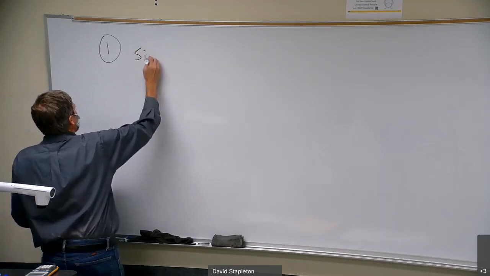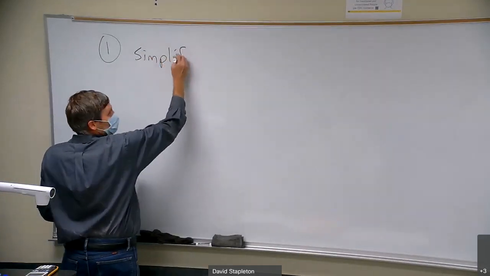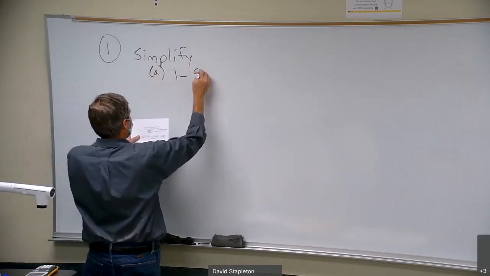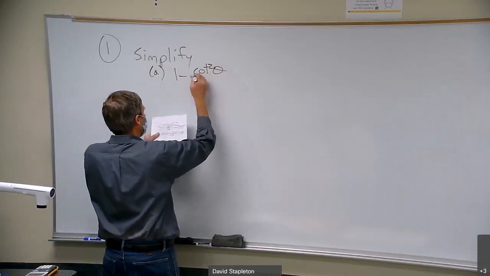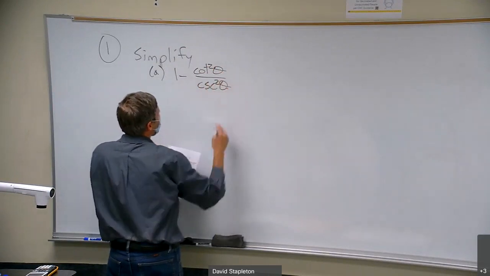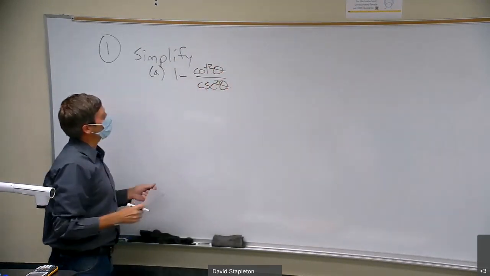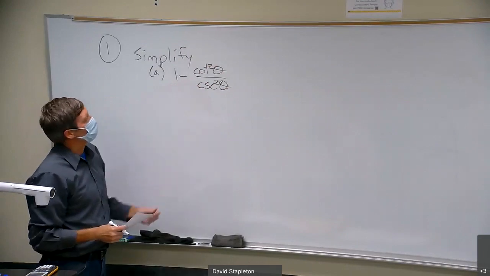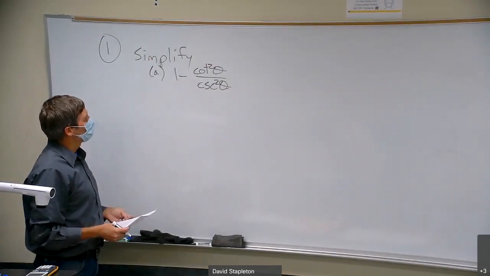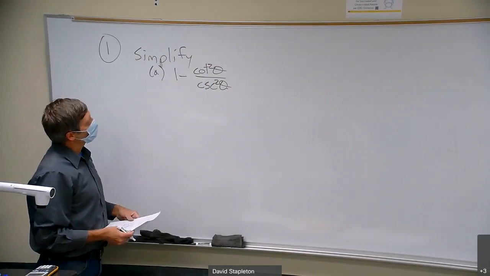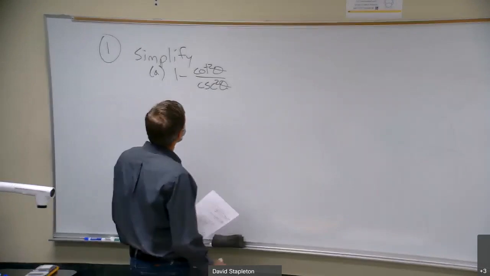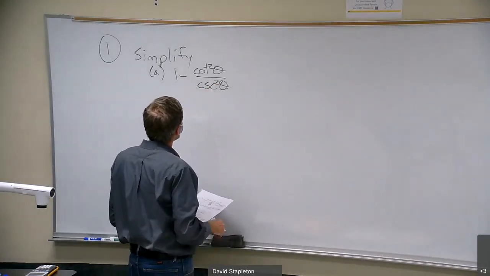Problem one was to simplify the following expressions. 1 minus cotangent squared over cosecant squared. Now, rules of thumb said to start with algebra and put these over a common denominator, and that works just fine, and I did it that way once. If you don't see that right away, there's no trig identity to immediately apply. Well, not one that helps maybe.